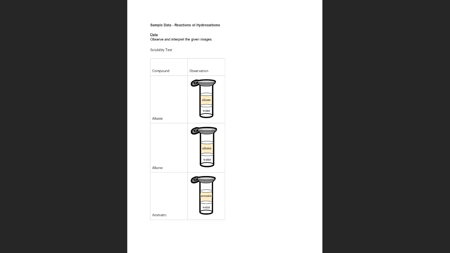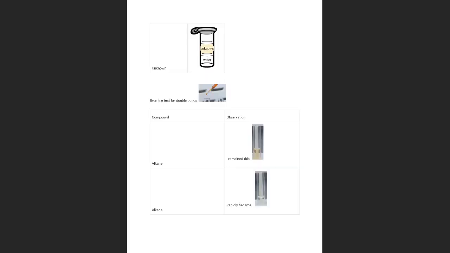And you will have to write which one is the top layer. Just by looking at this data, you will know which one is the top layer and which one is the bottom layer. And then you will have an unknown that you will have to decide what it is. And then you will have to complete it by looking at this data.